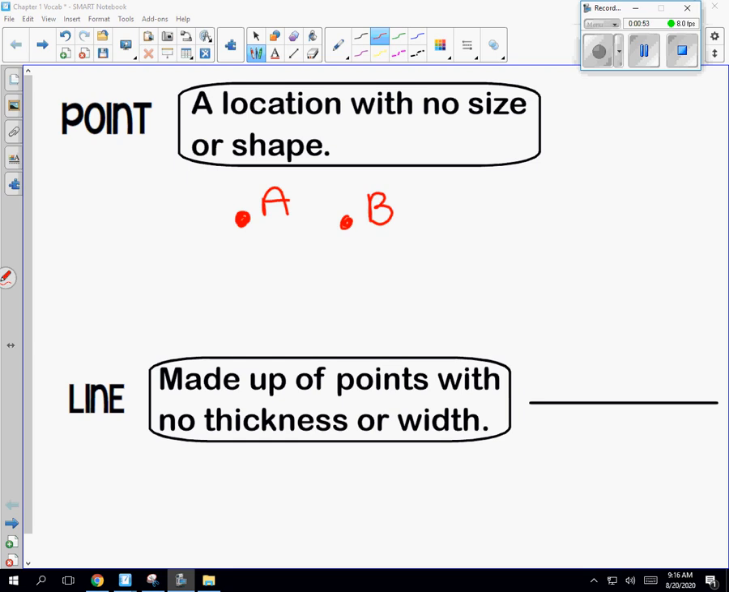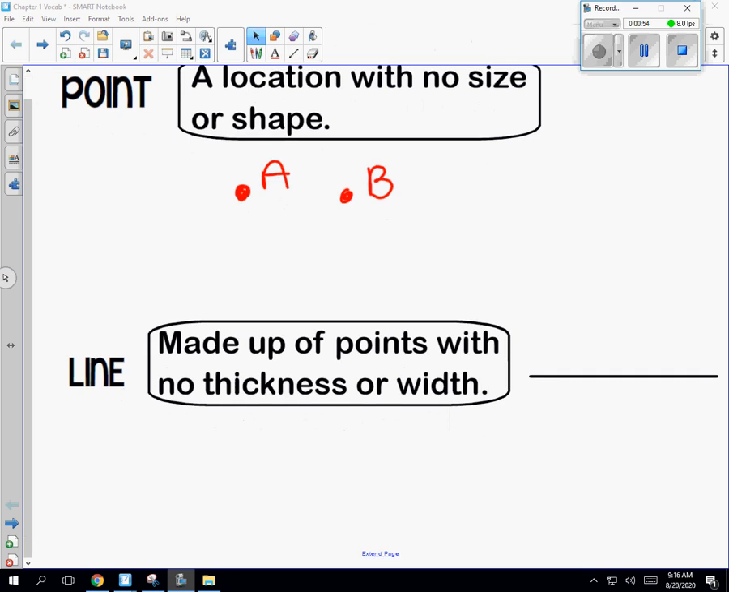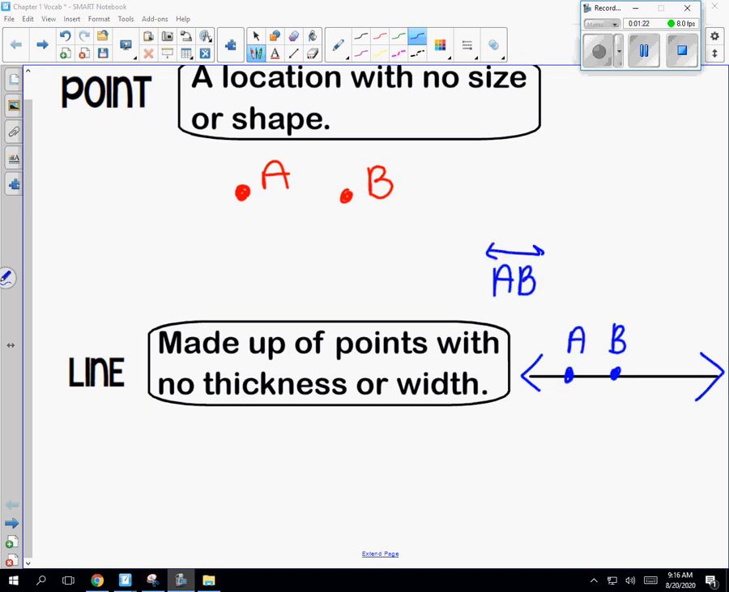Now, a line is made up of points with no thickness or width. So a line has arrows at the end, okay? And a line will also have points on it. So if I have point A and point B, you only need 2 points to name the line. So the line here would be named line AB with this symbol above it.